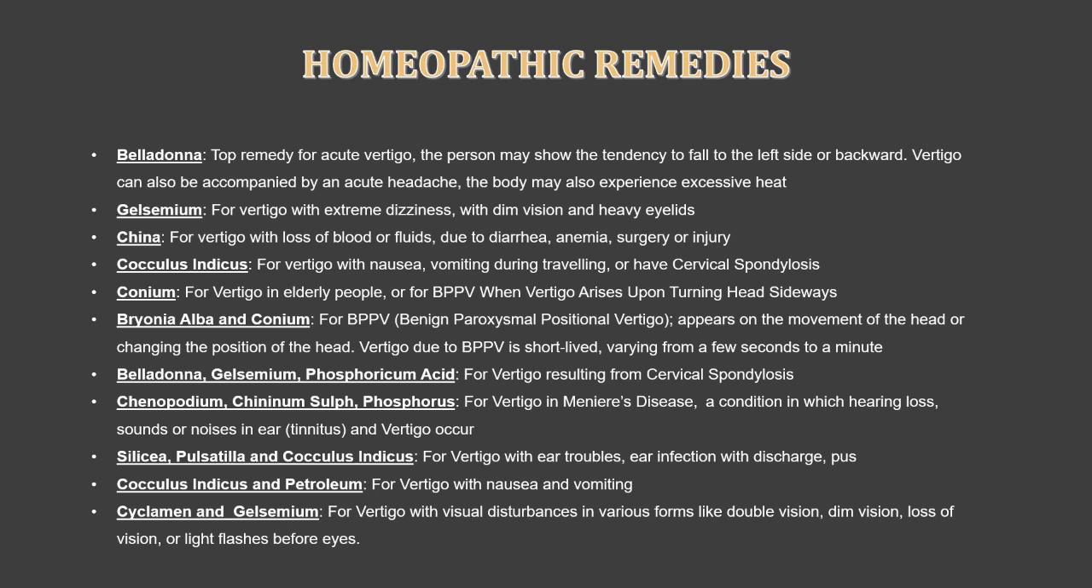Cocculus indicus and petroleum when you have a vertigo with nausea and vomiting. And cyclamen and gelsemium for vertigo with visual disturbances in various forms like double vision, dim vision, loss of vision, or light flashes before the eyes.